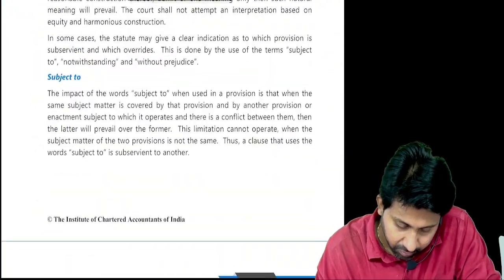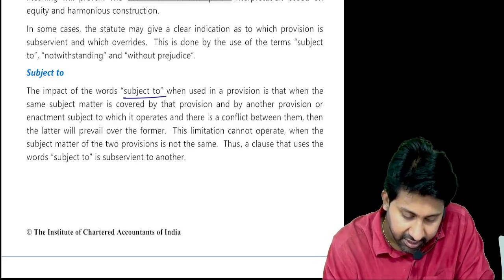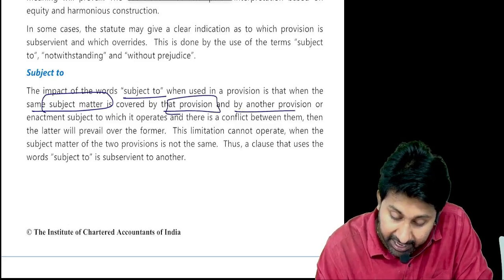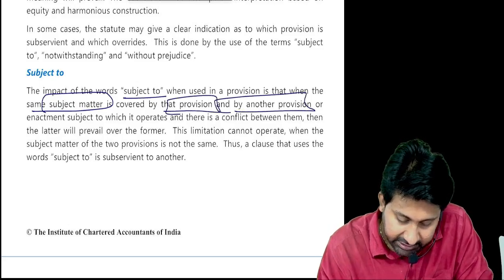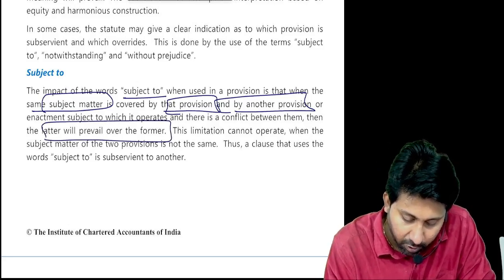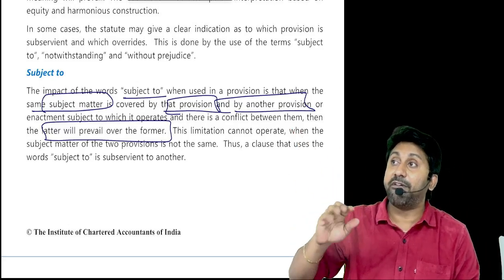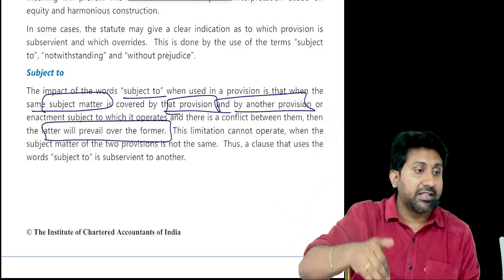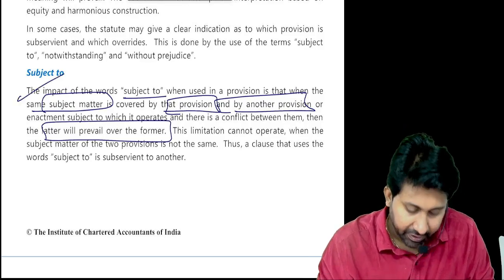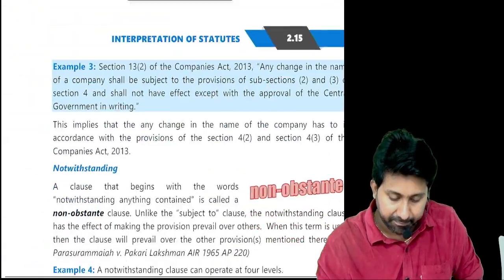Next, subject to. The impact of the words subject to when used in a provision is that when the same subject matter is covered by that provision and by another provision or enactment, subject to which it operates, and there is a conflict between them, then the latter will prevail over the former. Means what? Subject to provisions of section 100 means which one will prevail? Section 100 is more important than this. Subject to that, you have to read this. I am not going to give any notes on this. Read this content and you have to write in the exam. Next.